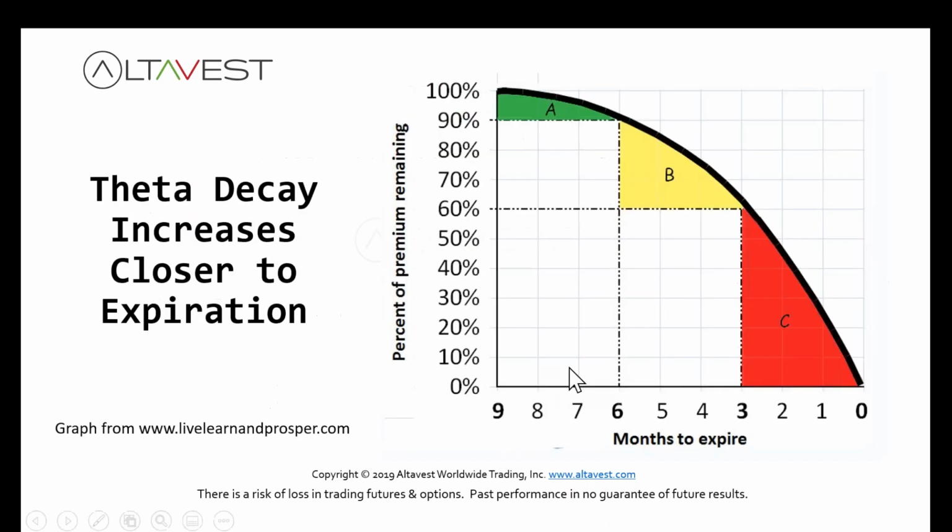This is what it looks like on a graph. You'll see as you get closer and closer to expiration date or time zero, the percent of that premium remaining drops and drops and drops, because of course it will always expire at some point.